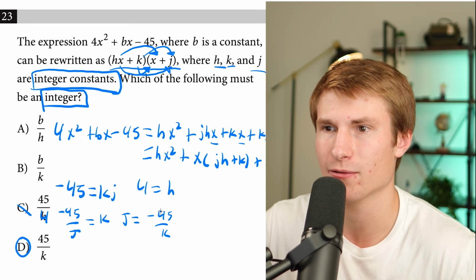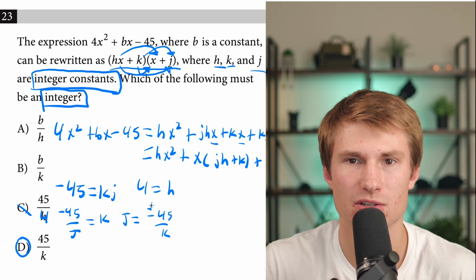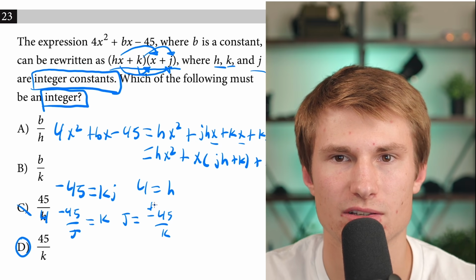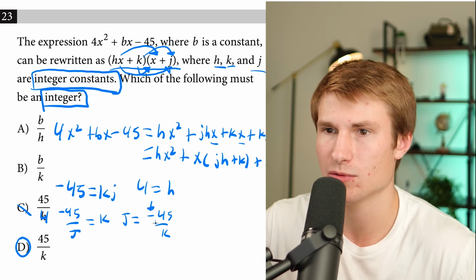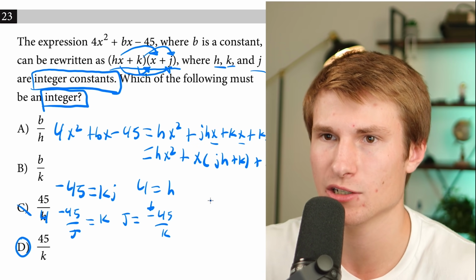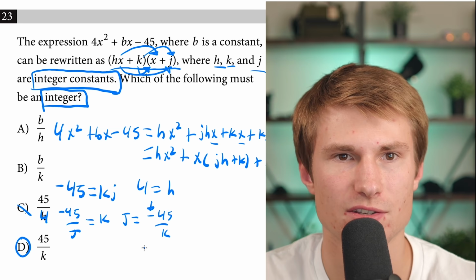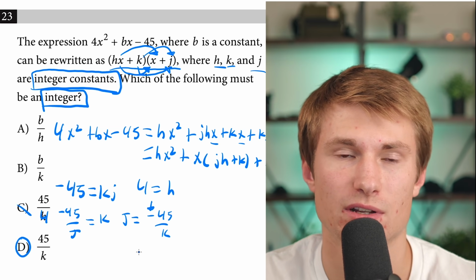And I'll go ahead and explain why. Like I said, we have j is equal to negative 45 over k. We know that j is an integer. Just because there's a negative doesn't mean that it's not an integer. Our answer there would have to be answer choice D, because this ultimately has to be negative, and then 45 over k has to be an integer. Keep in mind that if we have negative 3, for example, that's an integer as well. So our answer there would be D, and that's how you solve this really difficult SAT math problem.